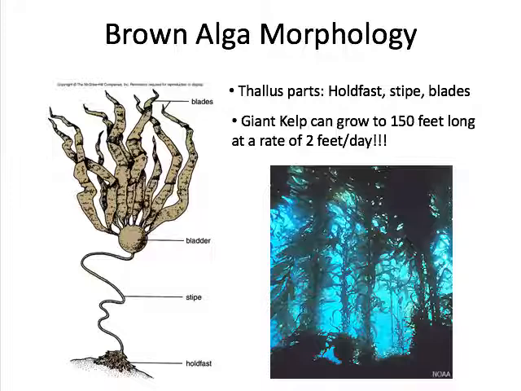Here we can see one of those giant kelp forests. For example, these are found in marine waters such as the Monterey Bay, just south of the San Francisco Bay Area. These body parts are referred to as the thallus, and the thallus is composed of a holdfast, which attaches to a rock, a stipe, which connects the holdfast to the blade, and the blade, which is where most of the photosynthesis and reproduction occurs.